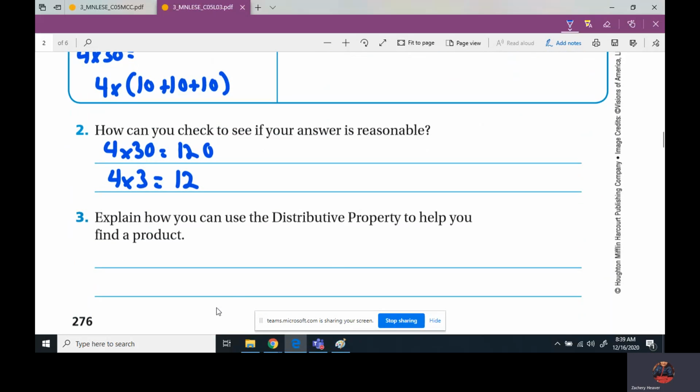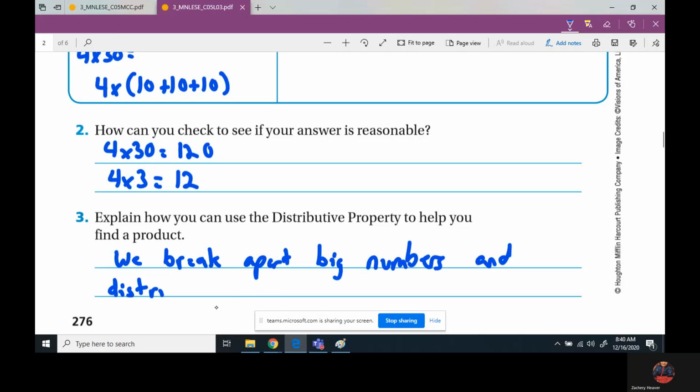Explain how you use distributive property to help you find the product. What is the answer? It makes it easier to multiply. Or explain how you can use it. We break apart big numbers. We break apart the big numbers and distribute the other number, which means give the other number out.